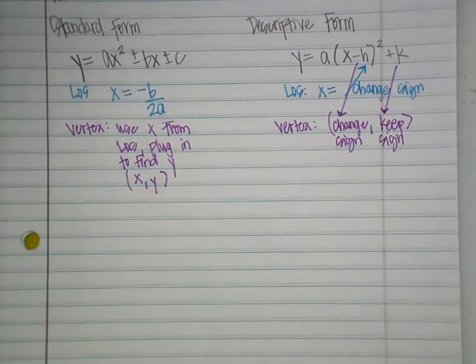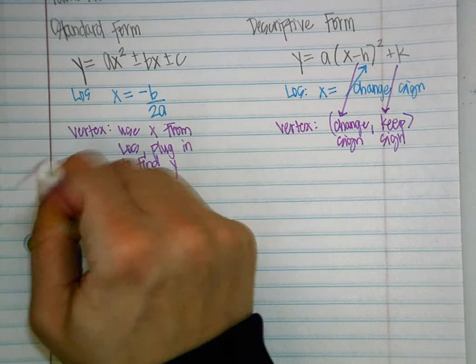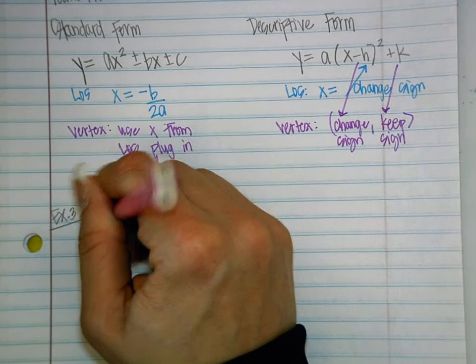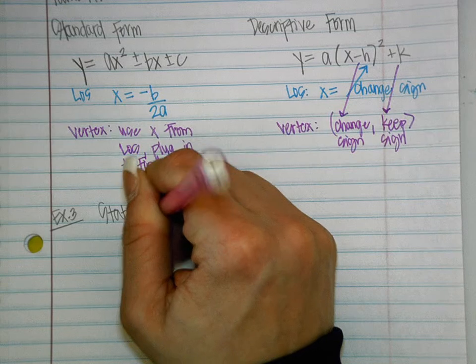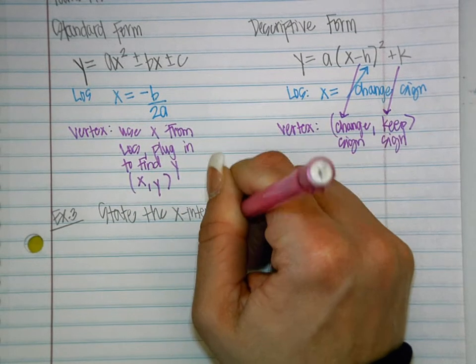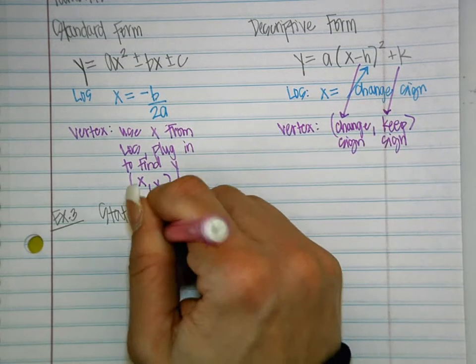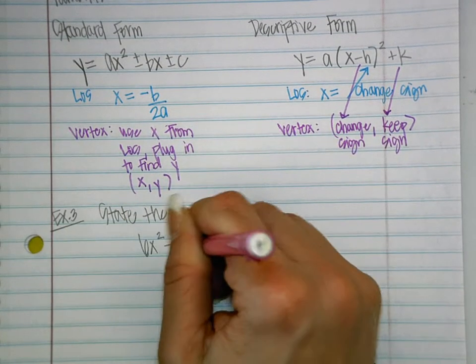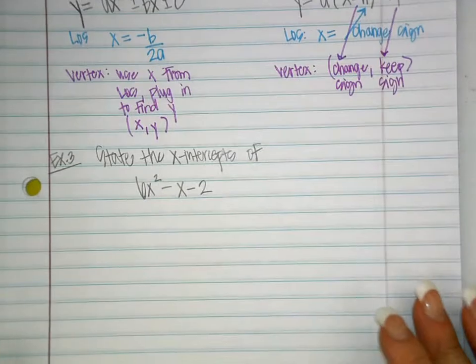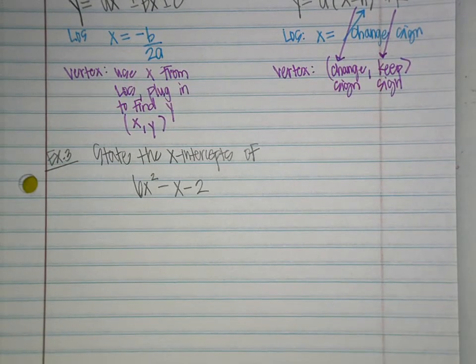Now, if I asked you, for example number 3, and this is going to be a parabola equation, if I asked you to state the x-intercepts, state the x-intercepts of the equation 6x squared minus x minus 2. State the x-intercepts of that equation. Anyone remember, how do I find x-intercepts?